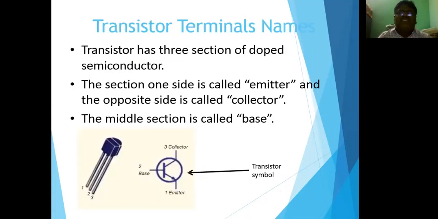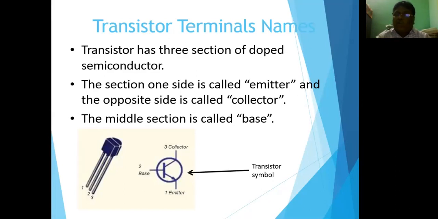Next, transistor terminal names. Every transistor consists of three terminals. A transistor has three sections of doped semiconductor. One side section is called the emitter and the opposite side is called the collector. The middle section is called the base. Please remember these terminal names; they are very, very important.